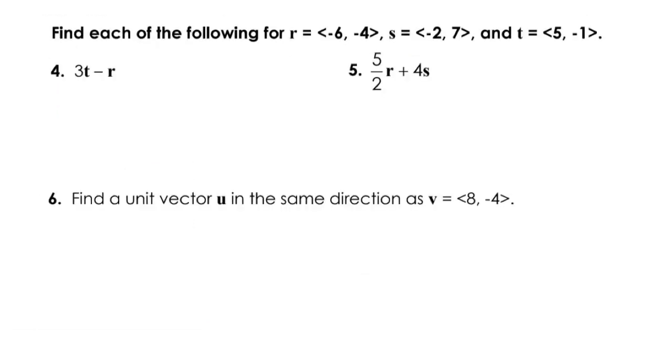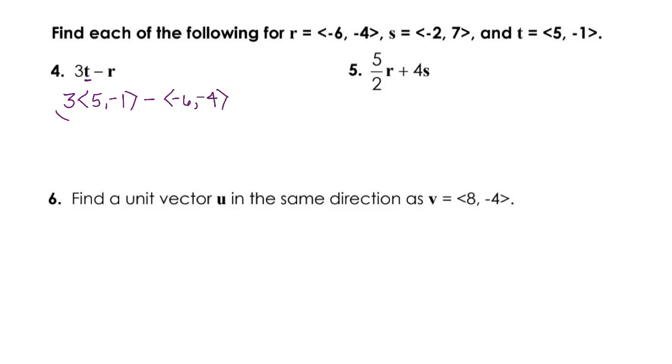Okay, for the next set, we are doing our vector operations. For our first set here, we really can think of this as the distributive property. So we have 3t minus r. What we're going to do is substitute in place of t that vector, and it's in component form. That vector is 5, -1. And then I'm going to subtract vector r, which is -6, -4.